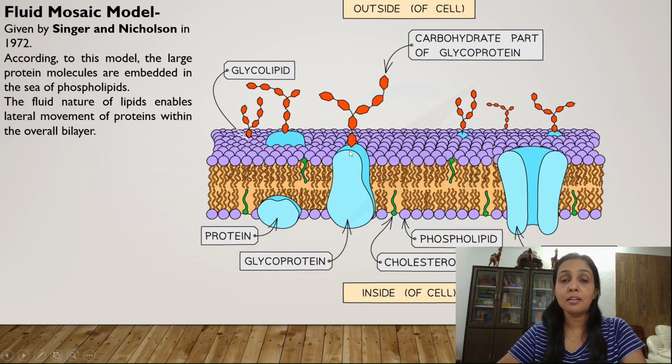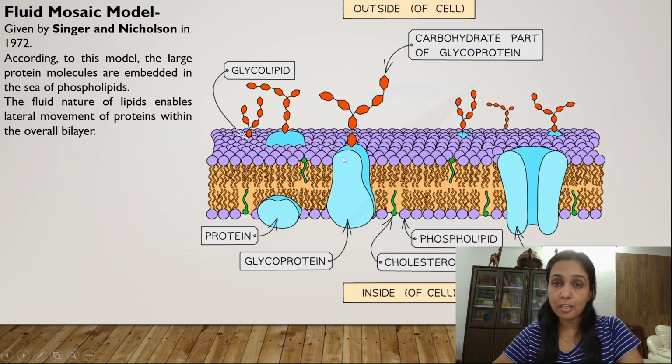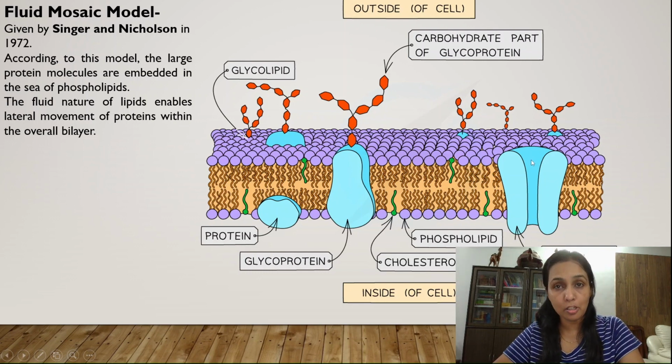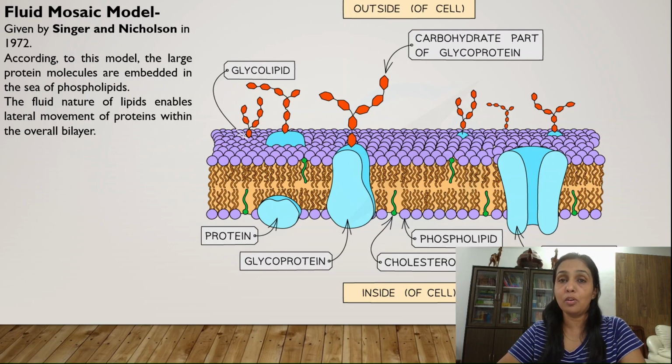Then you can see these blue color molecules present on the surface as well as embedded in the phospholipid bilayer. These are the protein molecules. The ones which are embedded, the longer ones, are the integral proteins. The ones which are on the surface are the peripheral proteins. Now, some of the protein molecules also work as channel proteins, helping in the transportation of certain molecules which cannot move across the cell membrane by themselves. So, these proteins facilitate their transportation across the cell membrane.